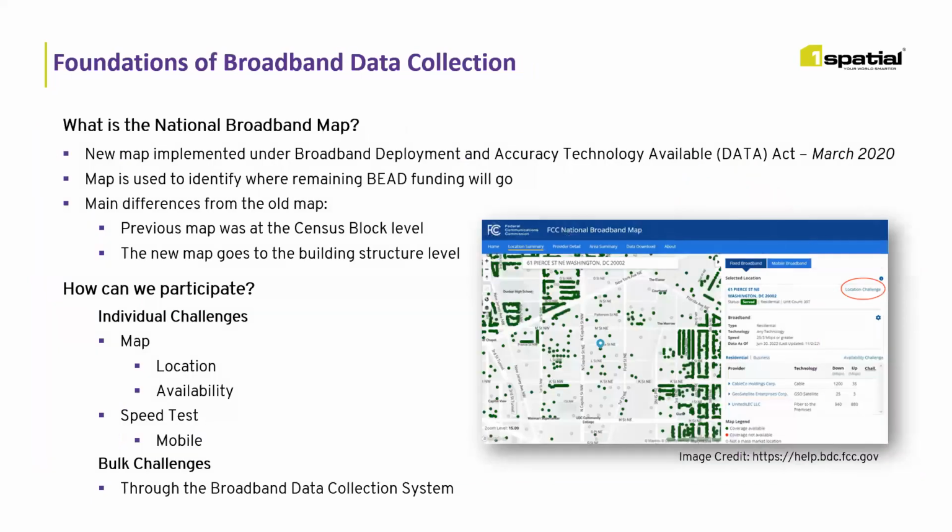With that, I want to provide a brief overview of the National Broadband Map, which is essentially another national address data set that can only be used for broadband purposes. This new map has been upgraded from a census block level of accuracy to a building structure level of accuracy.